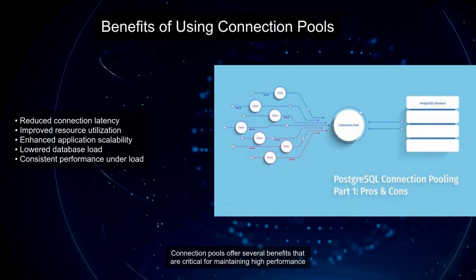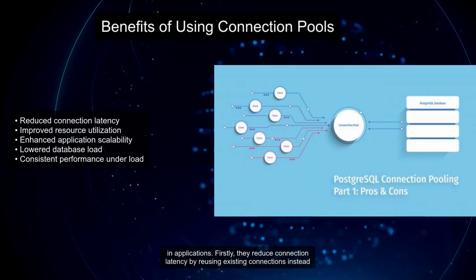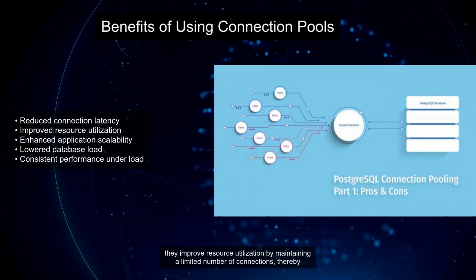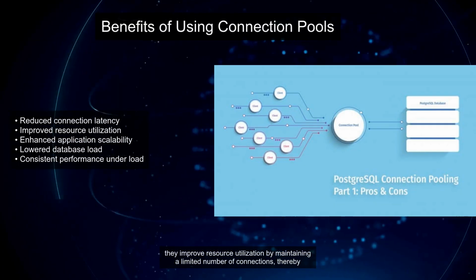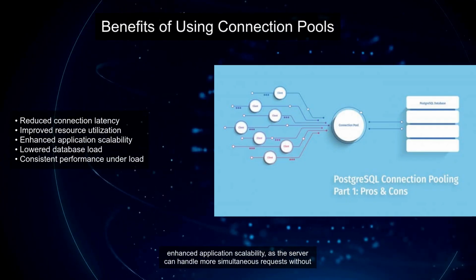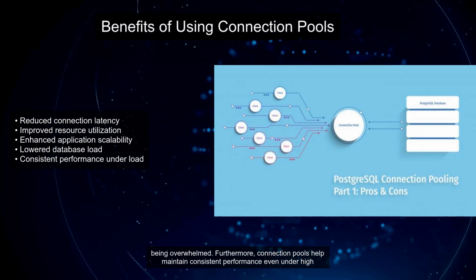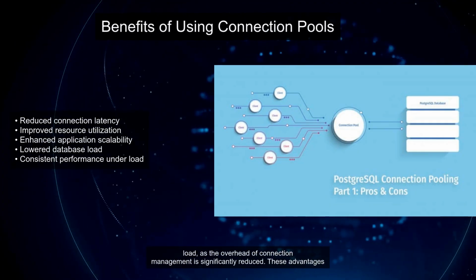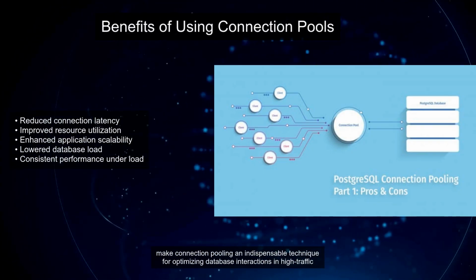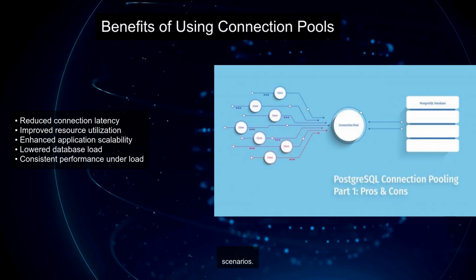Connection pools offer several benefits that are critical for maintaining high performance in applications. Firstly, they reduce connection latency by reusing existing connections instead of creating new ones for each request, which can be time-consuming. Secondly, they improve resource utilization by maintaining a limited number of connections, thereby lowering the load on the database server. This, in turn, leads to enhanced application scalability, as the server can handle more simultaneous requests without being overwhelmed. Furthermore, connection pools help maintain consistent performance even under high load, as the overhead of connection management is significantly reduced. These advantages make connection pooling an indispensable technique for optimizing database interactions in high-traffic scenarios.